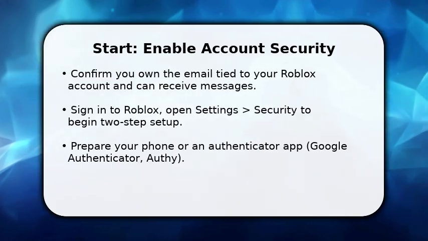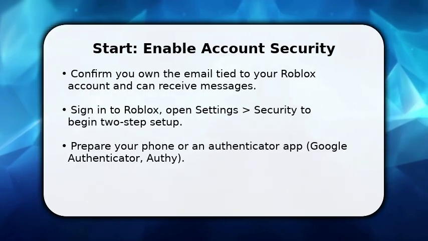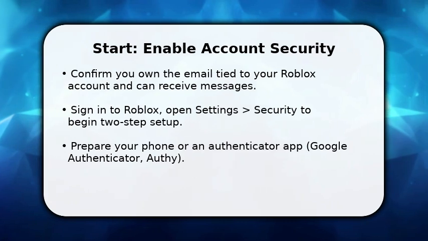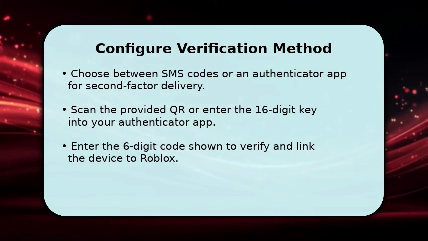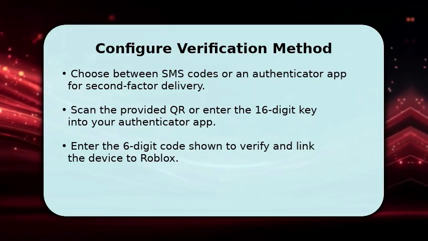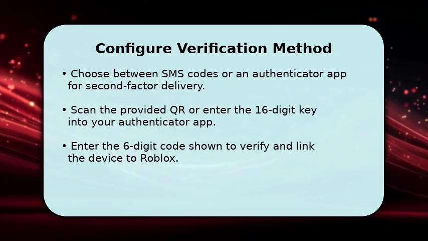If you prefer SMS, choose phone verification. If you want stronger security, pick an authenticator app. Both give you a second factor beyond your password. Once done, decide how you will receive codes: text messages for simplicity, or an authenticator app for stronger protection. If you use an app, scan the QR code or type the 16-digit key manually.